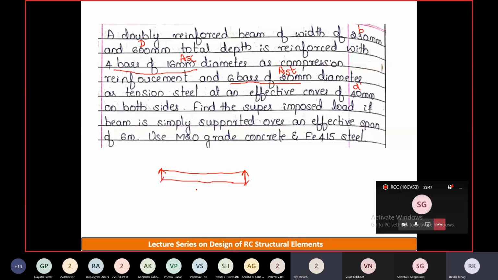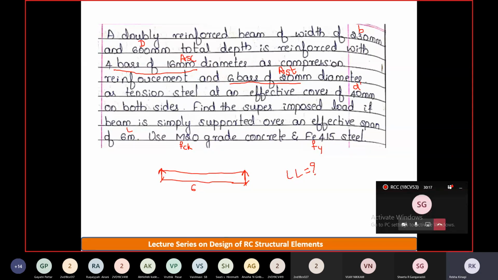The span is 6 meter, which we can consider as L, with M20 grade concrete, that is FCK, and Fe415 steel, that is Fy. So we need to calculate the superimposed load, that is the live load acting on the beam.